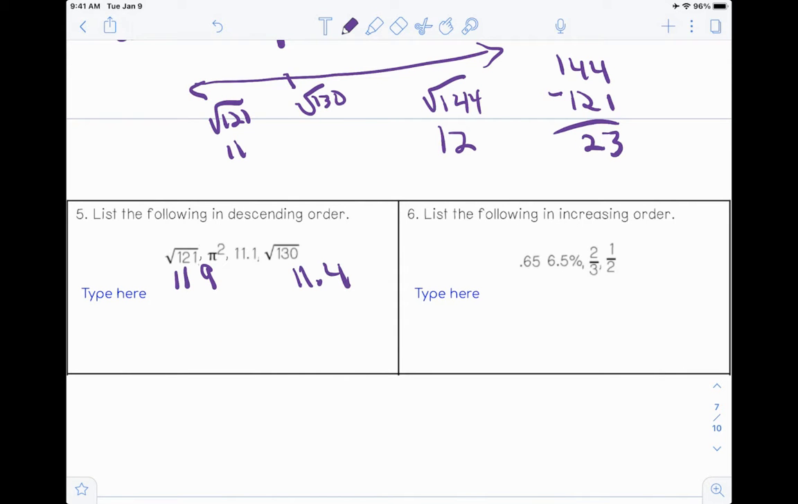So if we're going to order these, the largest one would be the square root of 130, followed by 11 and 1/10, followed by the square root of 121, followed by pi squared. All right, you can stop the video and try number 6, and then restart the video or use the teacher key to see if you're correct.